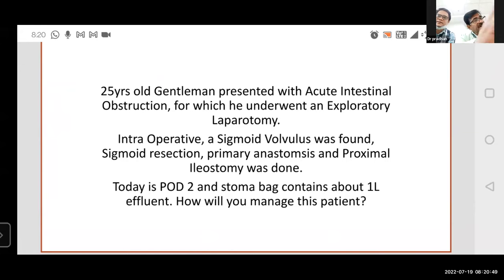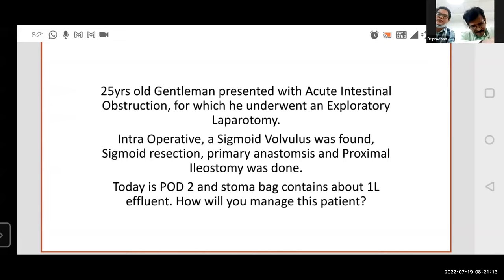So what do you expect over the next 24 to 72 hours? The effluent may be reduced. Not reduced, it may increase. You see, if you've done an ileostomy, the effluent may be even up to 2 to 3 liters. What is the effluent? What does it contain?